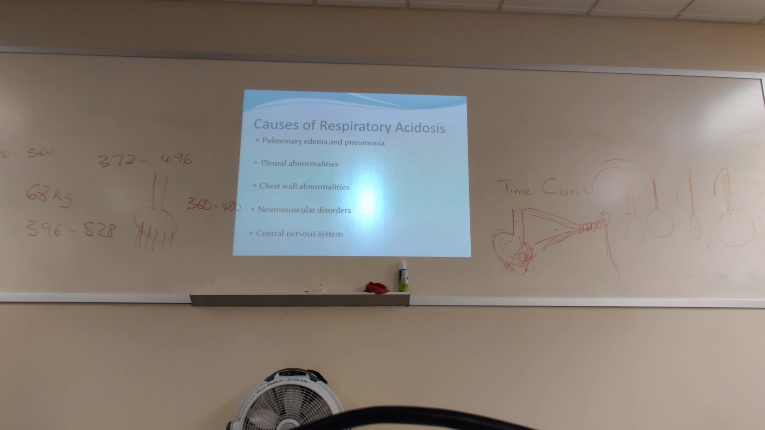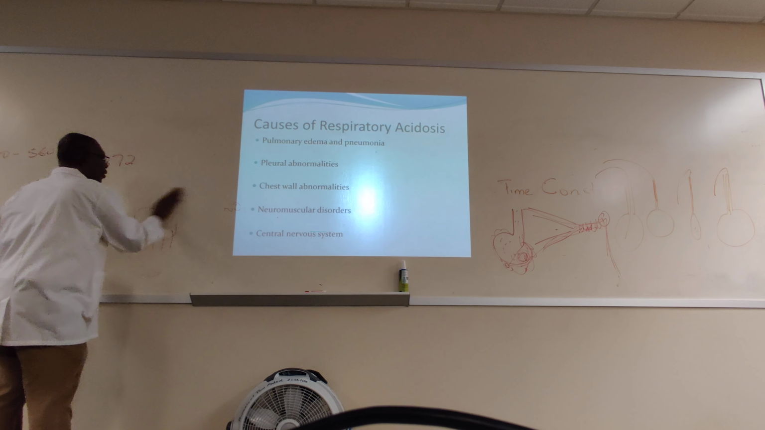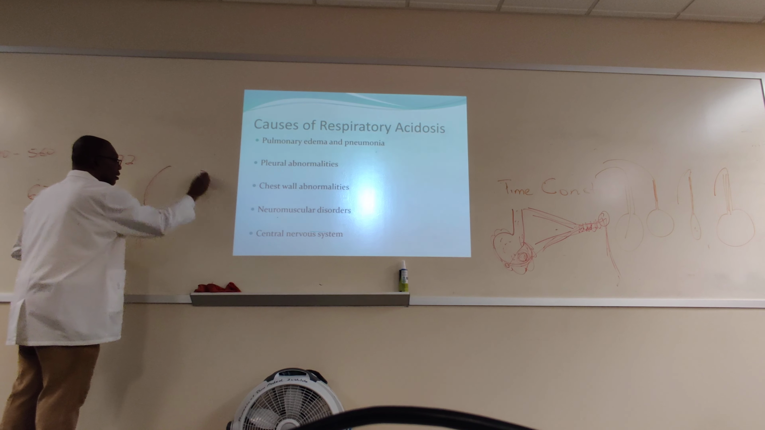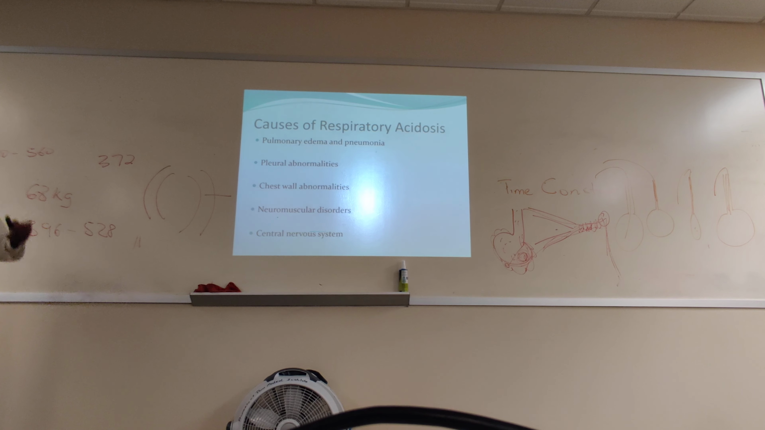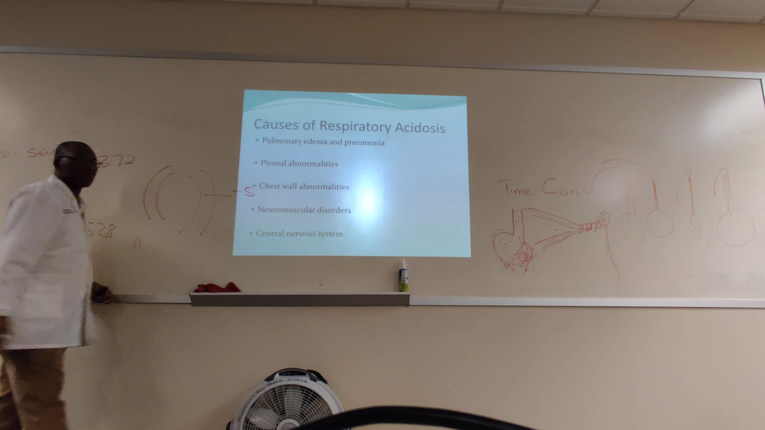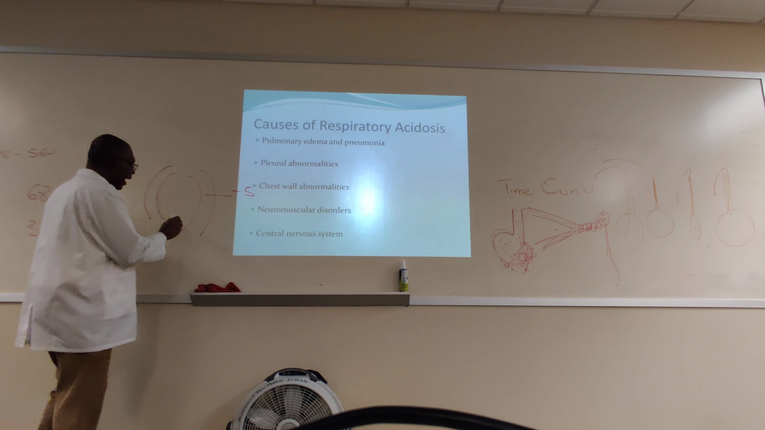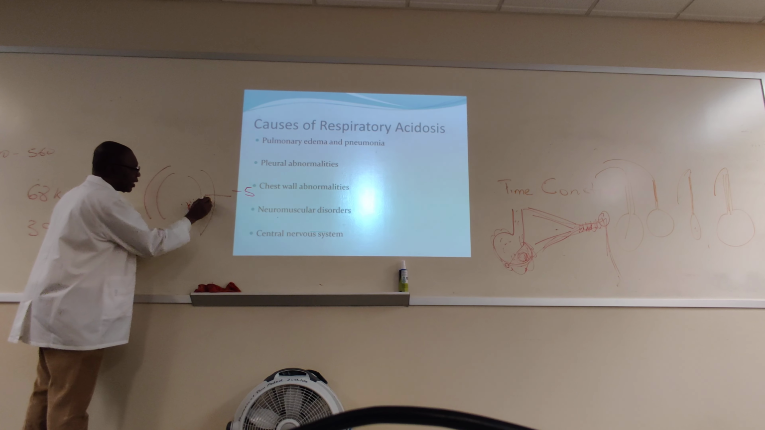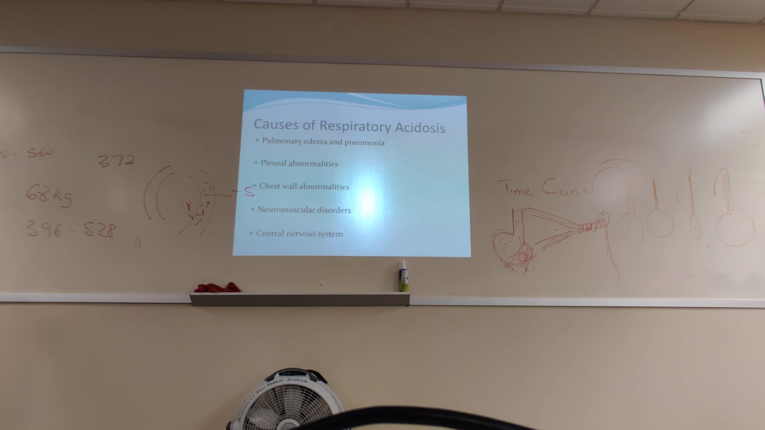Pleural abnormalities, yes. Right here. Anytime you have something inside the pleural space, that will prevent the lung from expanding. Here's your pleural cavity here. The normal pressure there is -5. That's normal pleural pressure. Now, if I have air coming in here from the lungs, the pressure goes up. It becomes less negative.